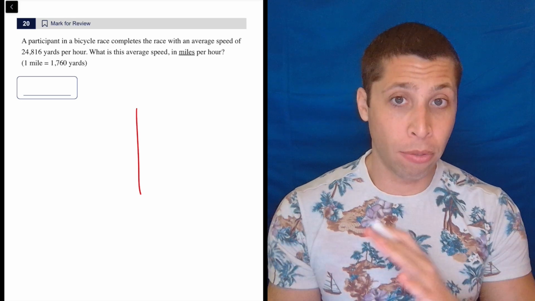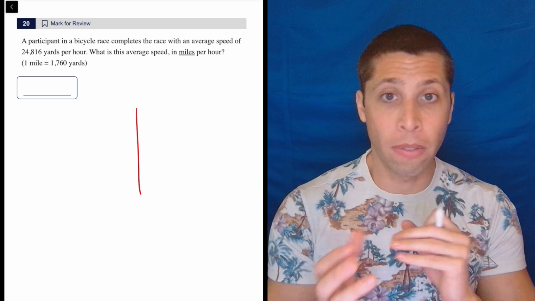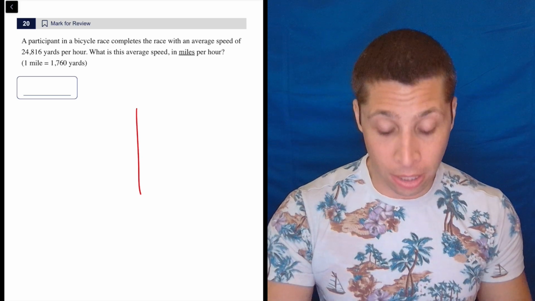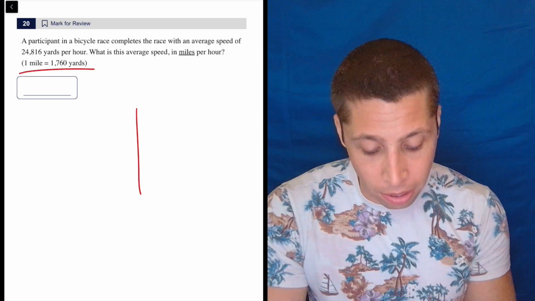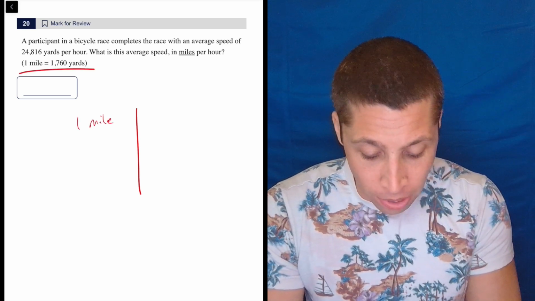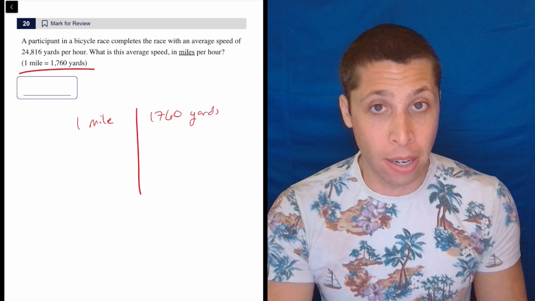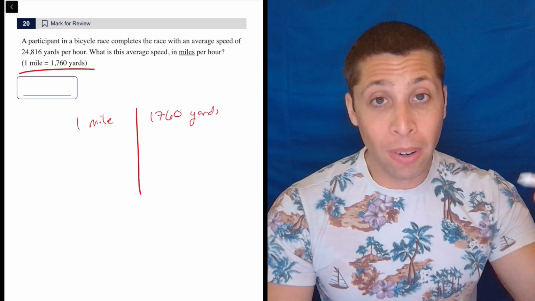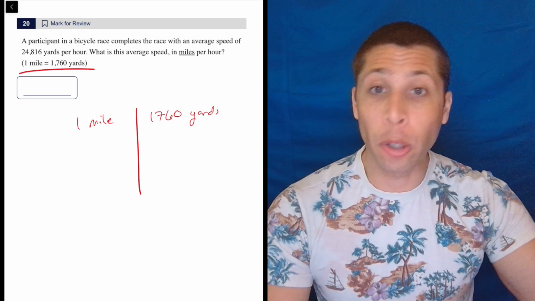So this chart is going to have two sides, and anytime you have a rate or some sort of unit conversion, just put that in there and put one number on each side. The first thing we are probably going to see is 1 mile is equal to 1,760 yards. So we can put that in, no problem, right? And we just put it in the order that it was given to us.